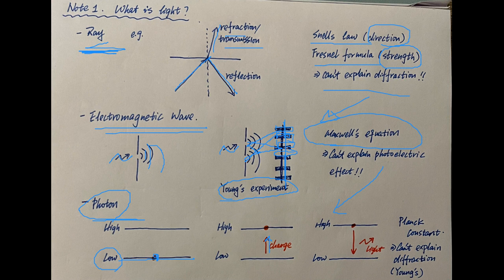But high energy state is not stable. So eventually the electron will give up its energy, and the energy has to go somewhere. So the energy becomes light. The energy is a photon. So basically we have Planck's constant that tells us the relationship between the energy given up by the electron and the wavelength of the light.